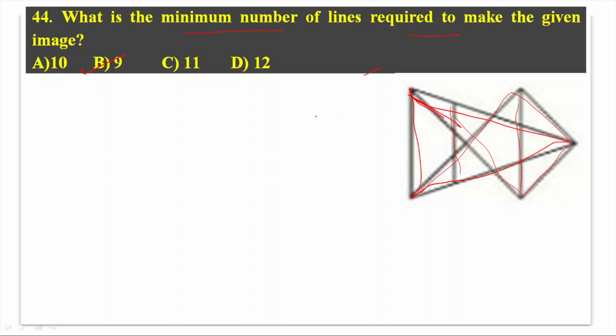This will be an easy question, you can easily find. This will be counting the number of lines in a figure. This one comes under non-verbal reasoning. Let us go to the next question here.